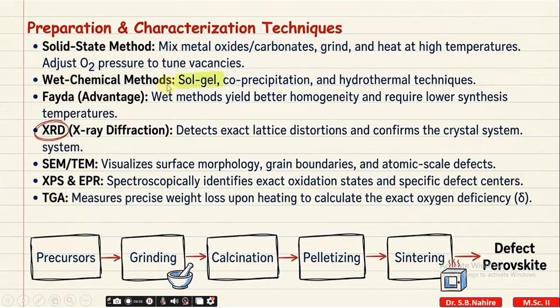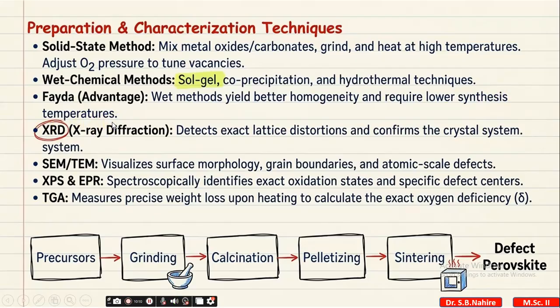Now next, wet chemical methods. These include sol gel, co-precipitation, and hydrothermal techniques. These methods are performed in solution phase and allow better control over composition. Now, important point. Advantage of wet methods. Wet methods give better homogeneity, which means uniform mixing of components at molecular level. Also, they require lower synthesis temperatures compared to solid-state methods.